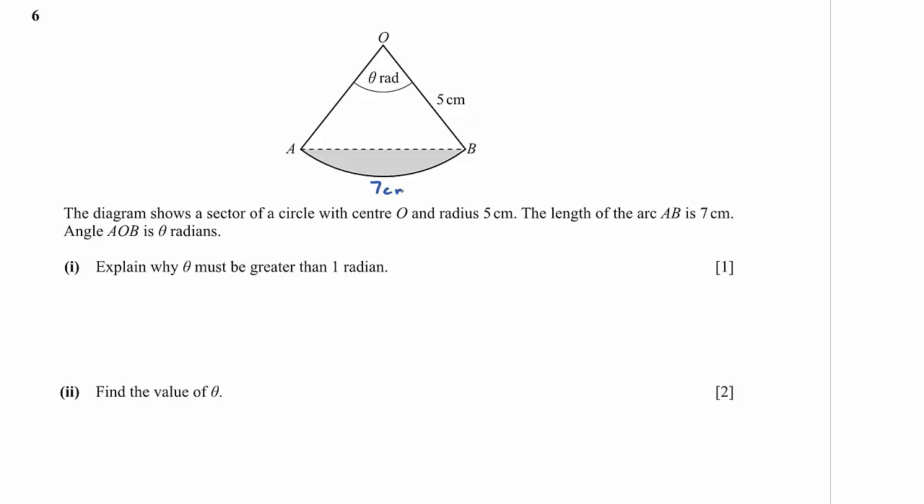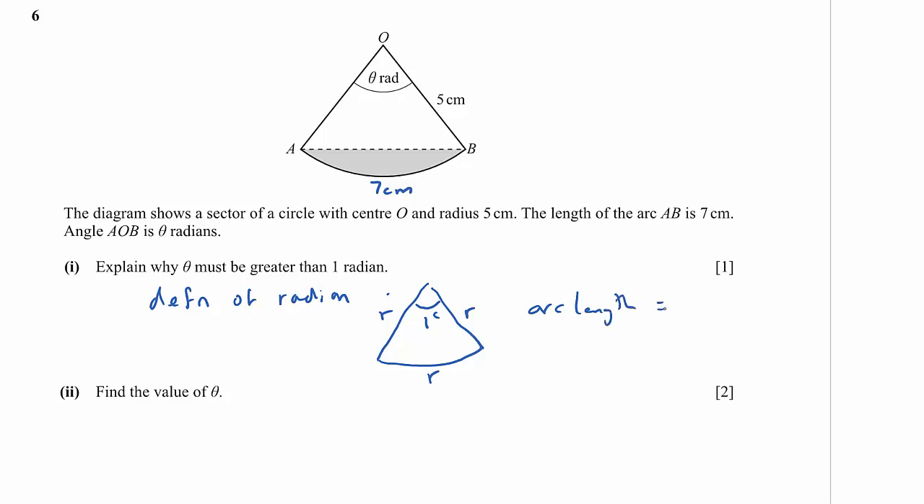We know this is 7 centimeters. Now, without writing it all down, the definition of the radian is that when we have a sector like this, if that's 1 radian, in fact, I'm going to write it all down, but with the diagram, that means that the arc length is equal to the radius, and here 7 is greater than 5. So I think that pretty much does it.